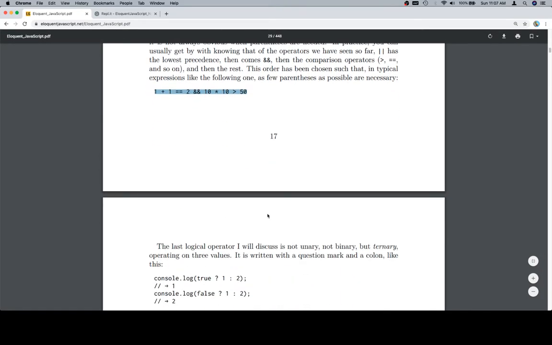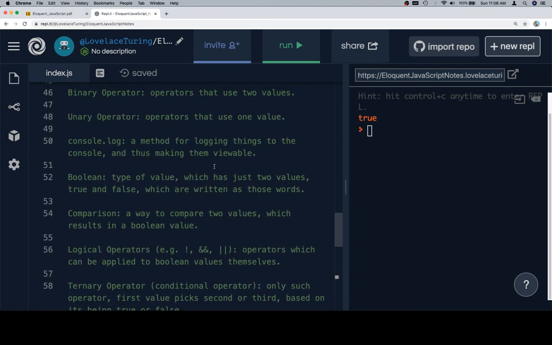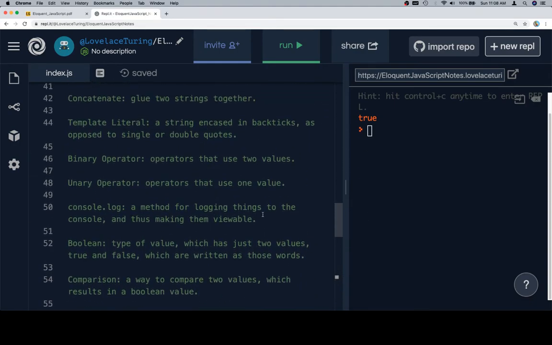I think they probably... Okay, they don't. So let's go ahead and take this code. We'll put it in a console.log statement, and that's going to allow us... I think I wrote this down somewhere in our vocab list. Yeah, console.log, a method for logging things to the console and thus making them viewable.